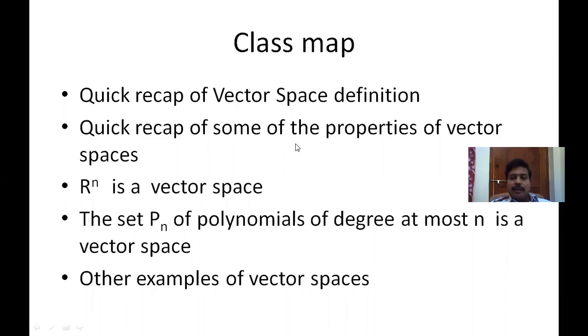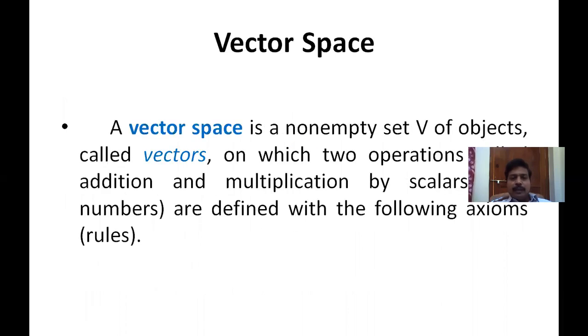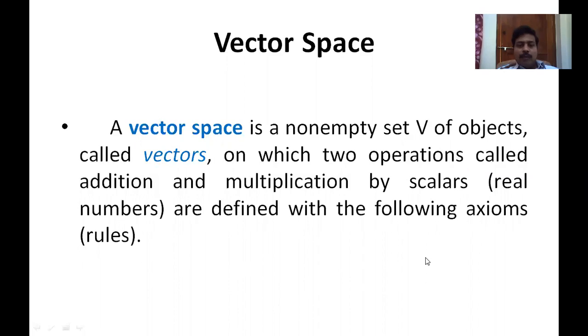First, let us recap the definition of vector space. A vector space is a non-empty set V of objects called vectors on which two operations called addition and multiplication by scalars are defined with the following axioms. So a vector space is a non-empty set with 10 properties on vector addition and multiplication. Those 10 properties are listed here.